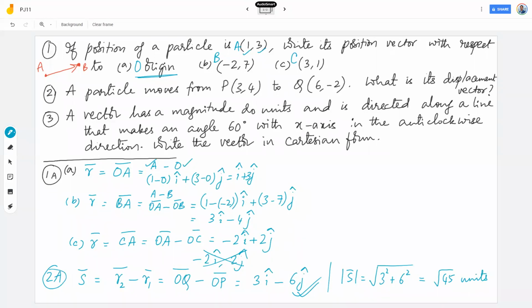This is nothing but the length of the line joining these 2 points. From the coordinate geometry chapter, you know that formula: root of x2 minus x1 whole square plus y2 minus y1 whole square. That will give you this, root 45.